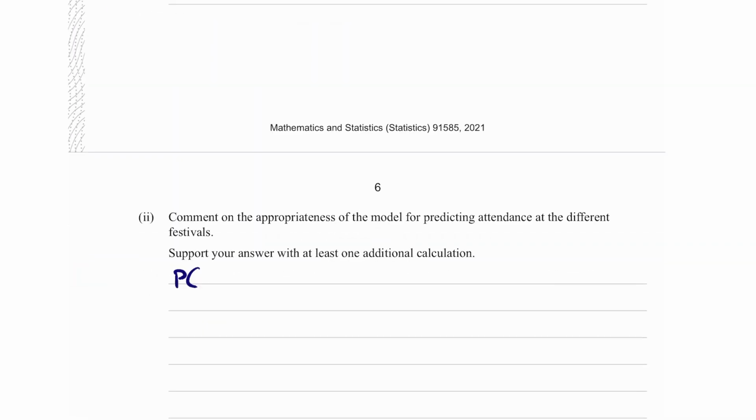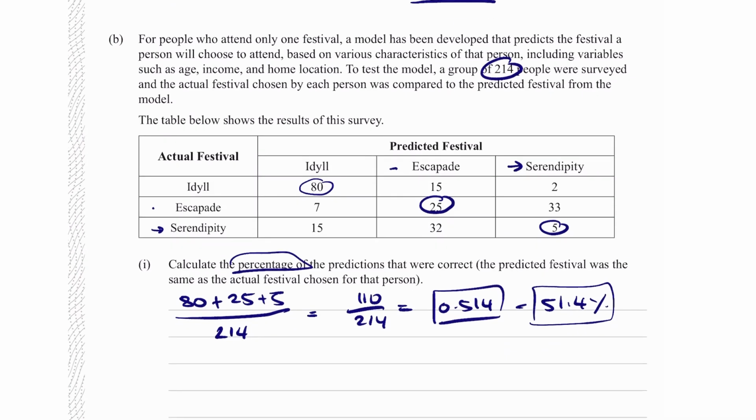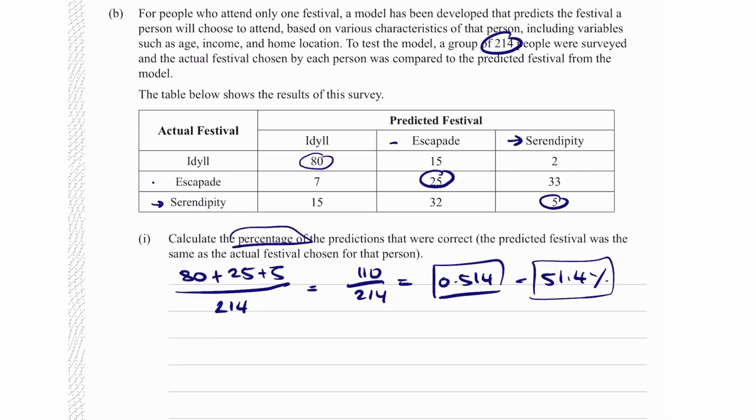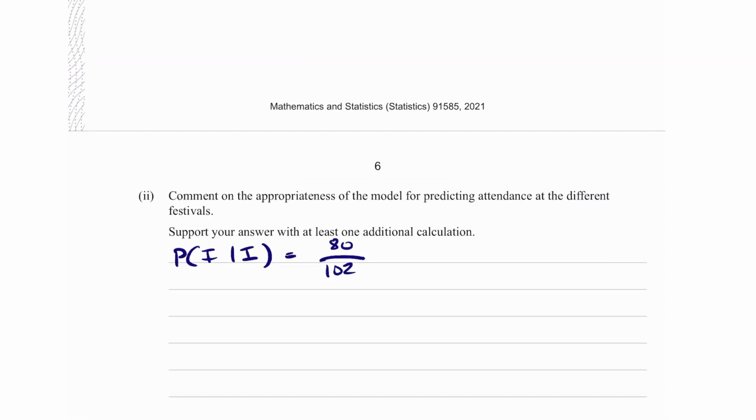So probability of, given that you predicted Idle, you actually went to Idle. This is not really correct notation, but that's okay. So the probability that you predicted Idle, these are the predictions, so if we go down the columns, 80 plus 7 plus 15, we predicted 102 people would go to Idle, but what we saw was 80 people went. So that's 80 over 102. That's 0.7843. So reasonably high accuracy for predicting Idle.